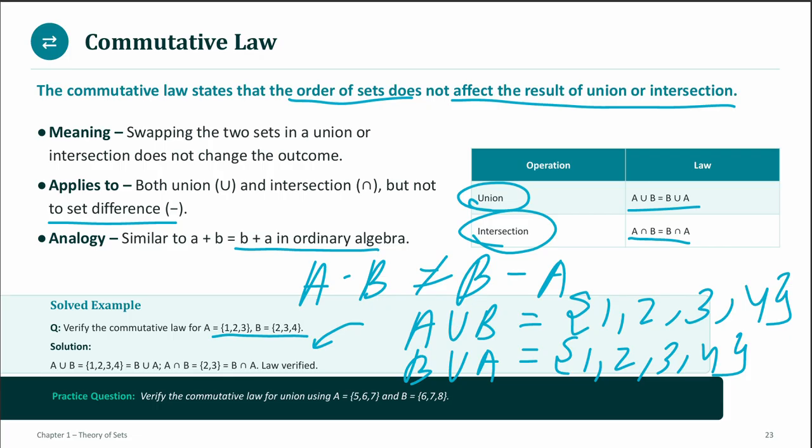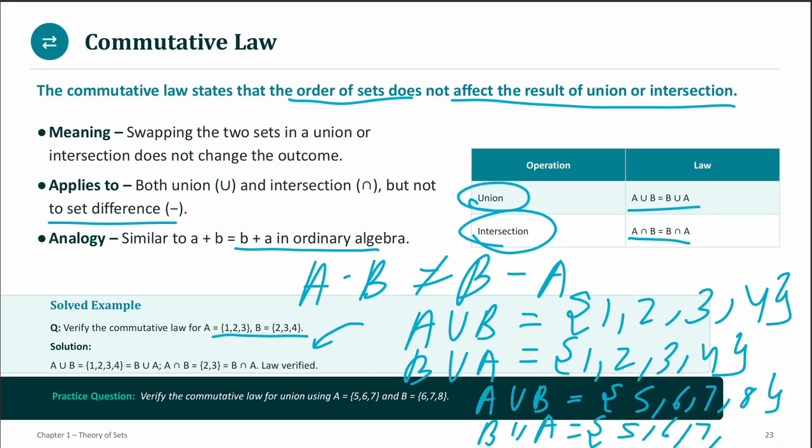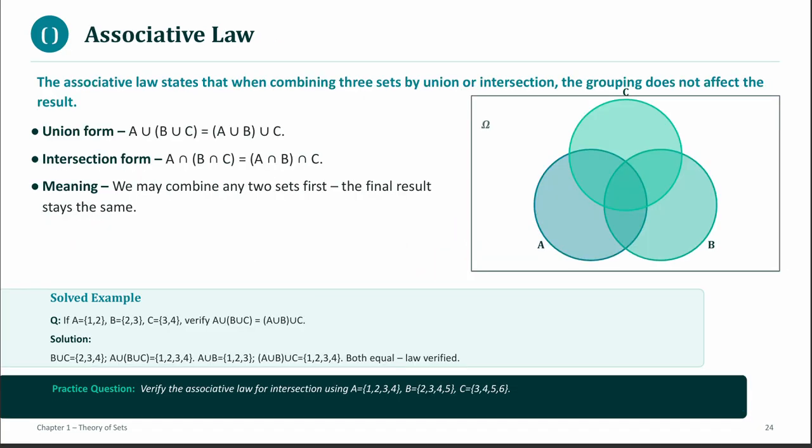Verify the commutative law for union using A is equal to 5, 6, 7 and B is equal to 6, 7, 8. If I do A union B, what will I get? 5, 6, 7, 8. If I do B union A, what will I get? Again 5, 6, 7, 8. So hence we have verified the commutative law for sets in case of union and intersection.